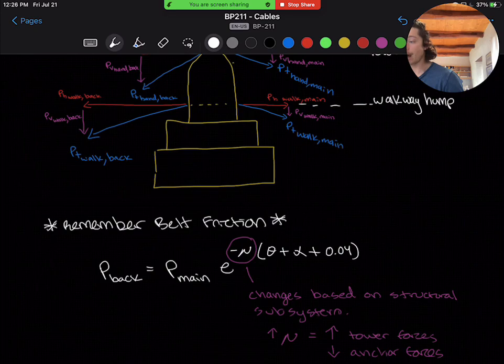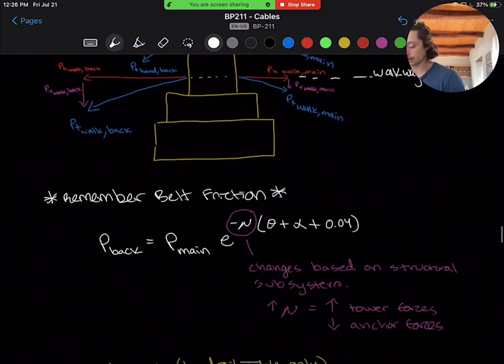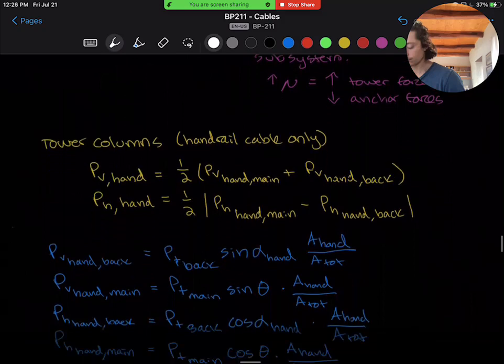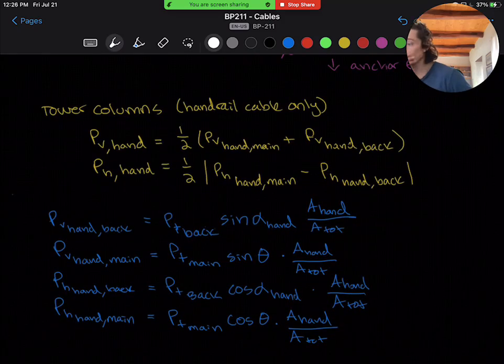So we can start with the tower column forces in the horizontal and vertical directions. Tower column forces are going to come entirely from the handrail cables. The vertical force we can take as the sum of the vertical components of the backstay and main span handrail forces, and then divide by 2 because we assume that the total handrail forces distribute evenly into both tower columns. The horizontal force we can take as the horizontal component of the main span force minus the horizontal component of the backstay force, dividing by 2 for the same reason.